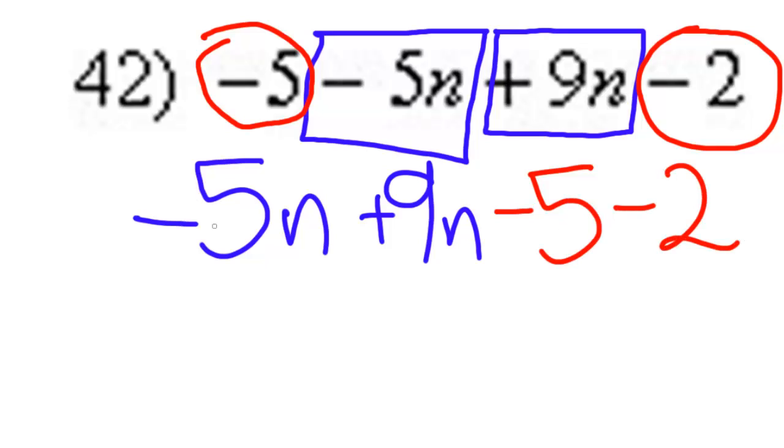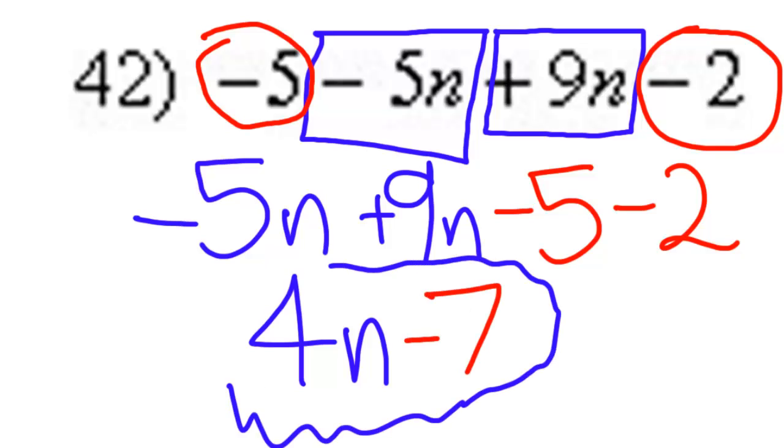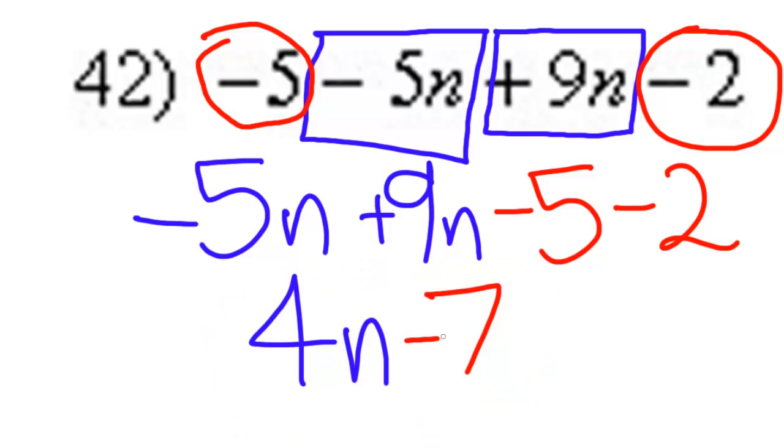Great. Negative 5 plus 9 is going to give us positive 4n. We could write a positive in the front, but we don't necessarily have to. It's sort of implied. And then we have negative 5 minus 2, and the answer, of course, is negative 7. And that is our final answer. We cannot combine these any further. Now, if hypothetically there was an n here, then we could, but there's none. We've got to always combine like terms.